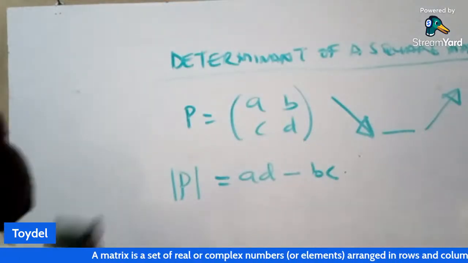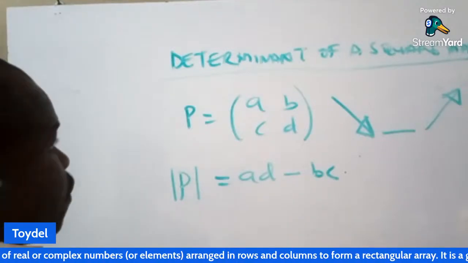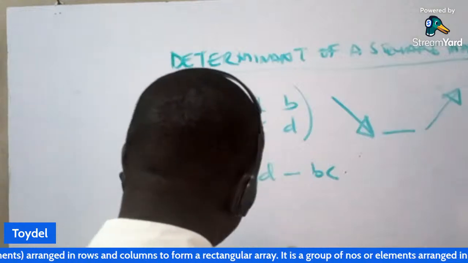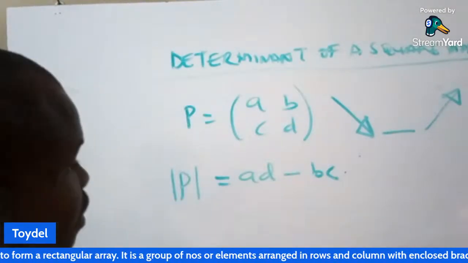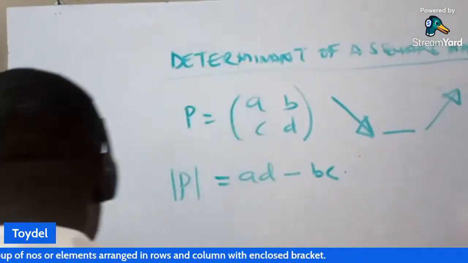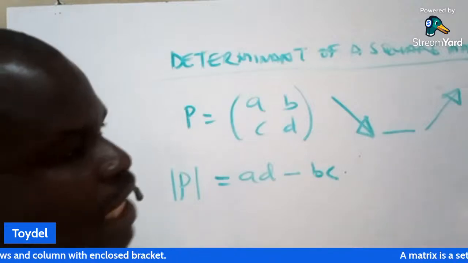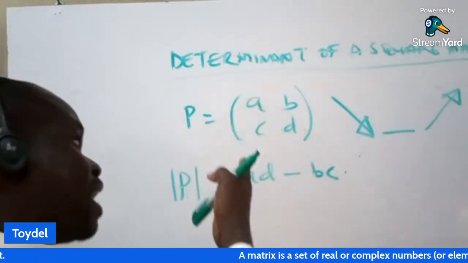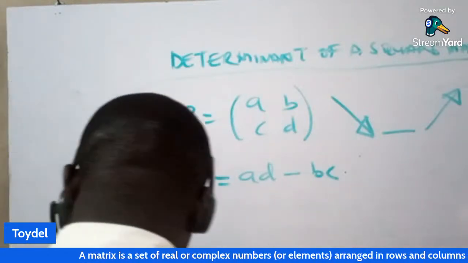Then why do we need the determinant of a matrix? There are some applications of the determinant of a matrix. The first one is that we use it for ranking a matrix. If you want to rank a matrix, we use the knowledge of the determinant to rank it. It is also used for classifying a matrix as singular or non-singular. That is, if you want to know the nature of a matrix, we use the determinant to classify it as either singular or non-singular.